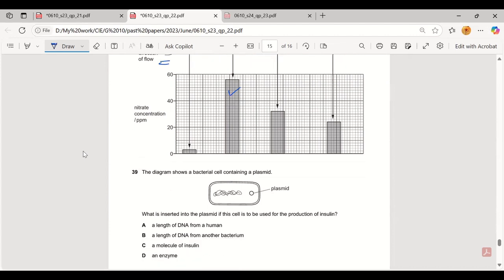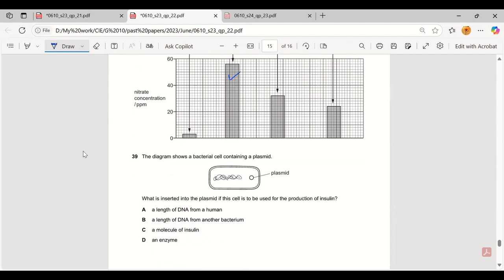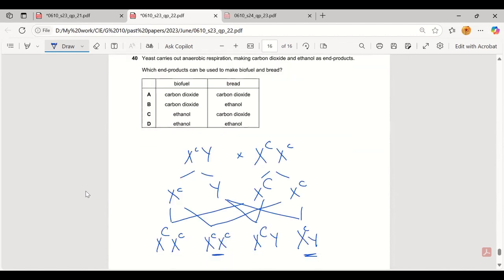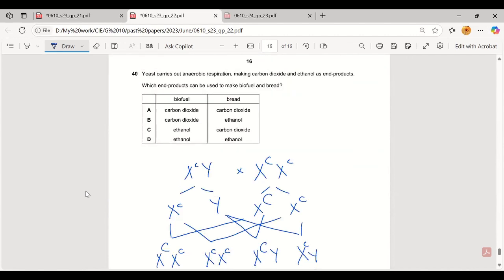The diagram shows a bacterial cell containing a plasmid. What is inserted into the plasmid if this cell is to be used for production of insulin? A. Yes, of course. Iman, yeast carries out anaerobic respiration, making carbon dioxide and ethanol as end products. Which end products can be used to make biofuel and bread? C.